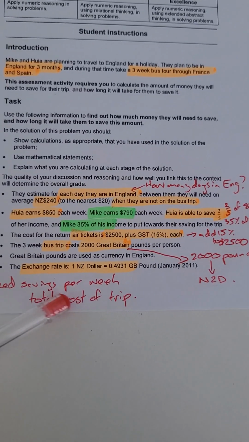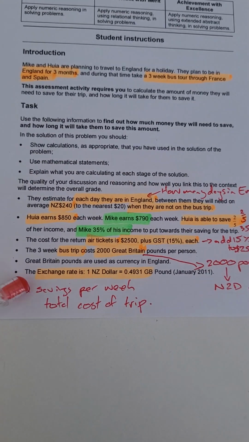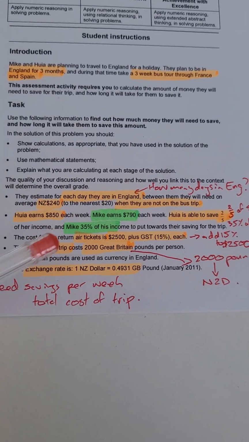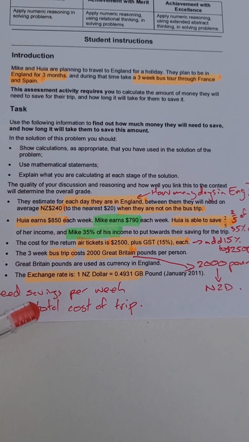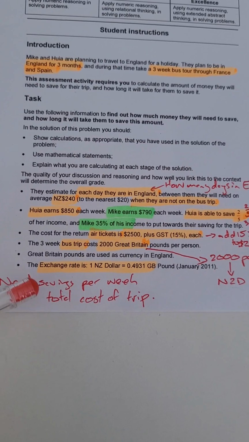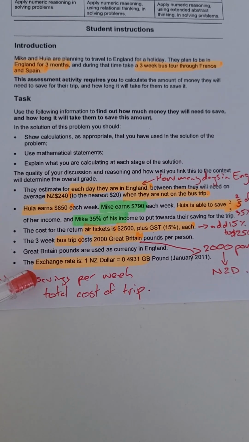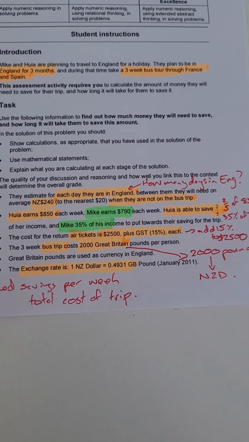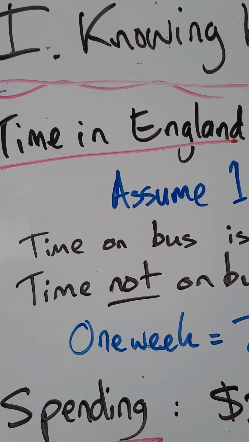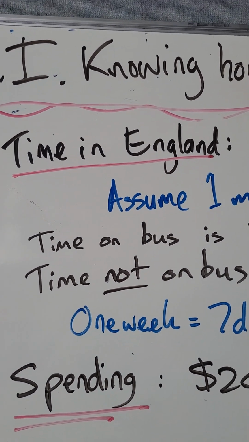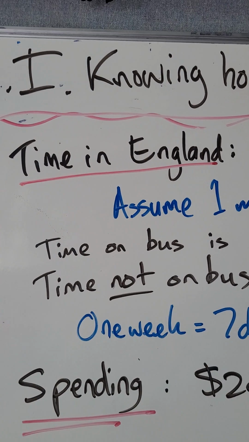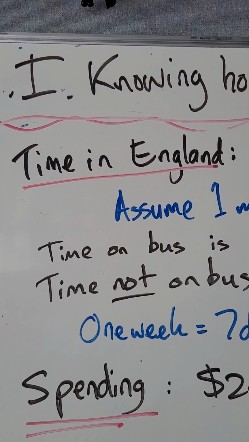So that's going to get us the total cost of the trip and also the total savings per week, Mike and Huia added together. And then we've got to figure out how many weeks they're going to need to save to get the total cost. Now it's important to remember with these kind of problems that not everyone's going to get the exact same answer.